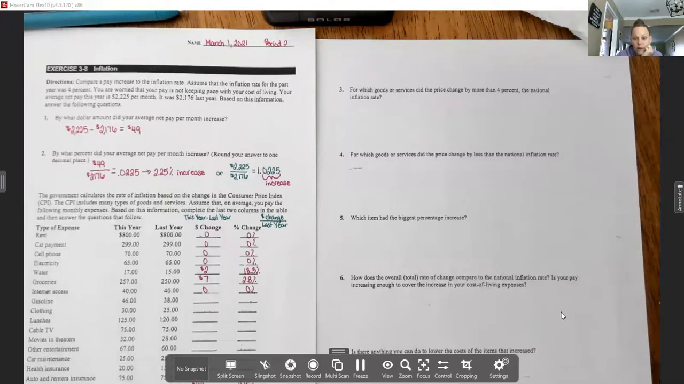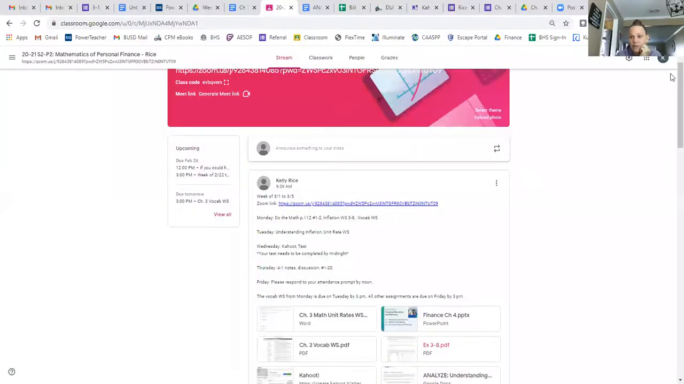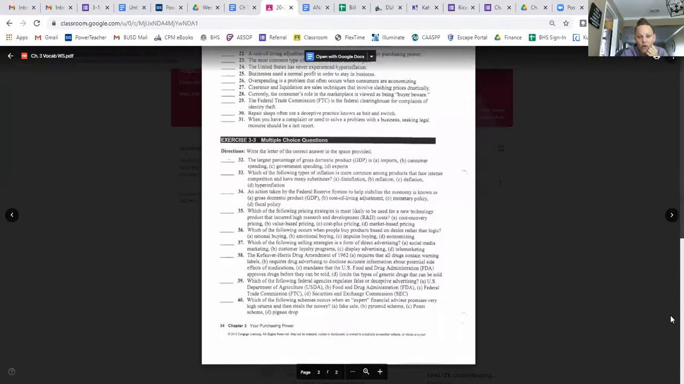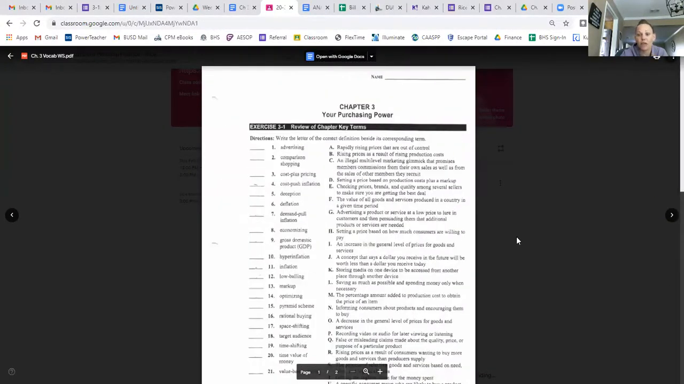Okay, so going back to your Google Classroom, this is where we are. So we did do the math. We started this inflation worksheet, and I went over how to do the second page of it. Your vocab worksheet is also your homework tonight. Your vocab worksheet is due tomorrow by 3 p.m. So maybe you want to start there. It's right here. It's the same format. It's the matching and then the true, false, and multiple choice. That is due by itself tomorrow.